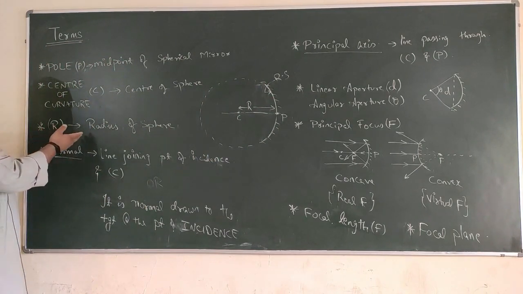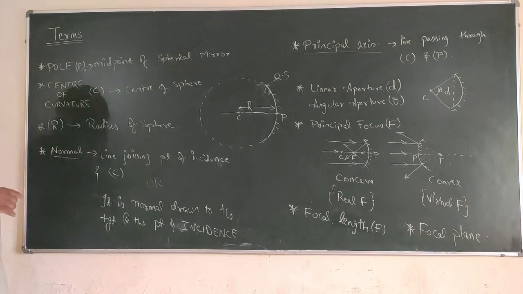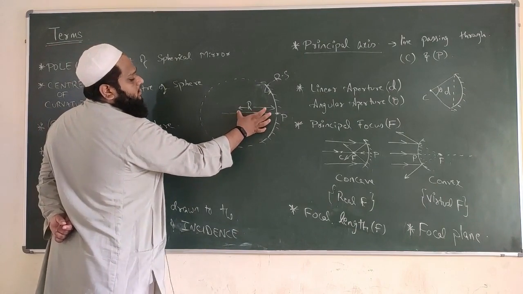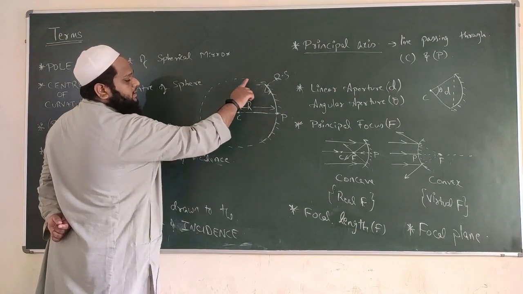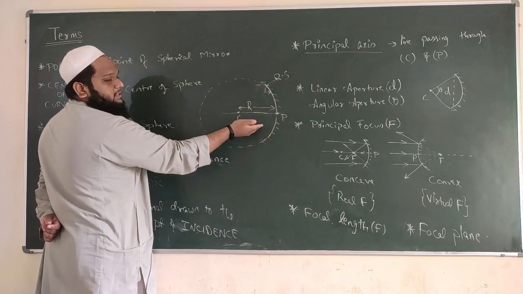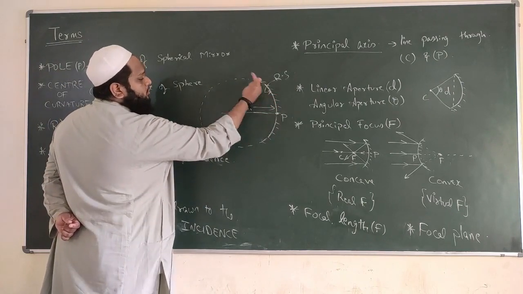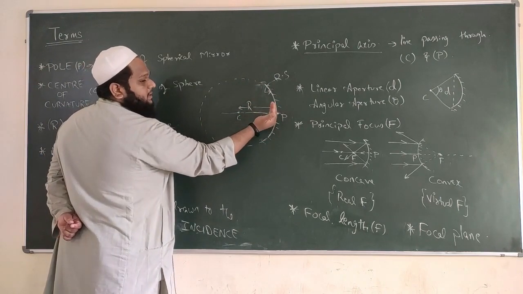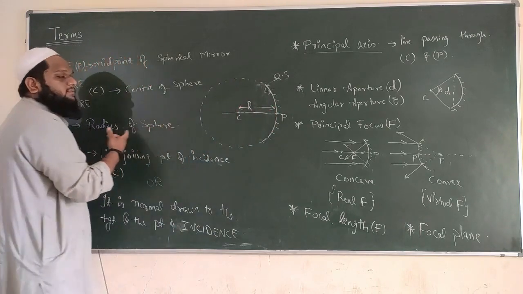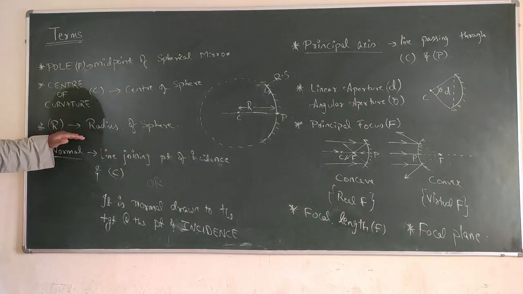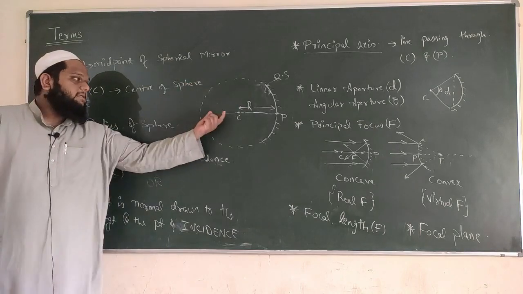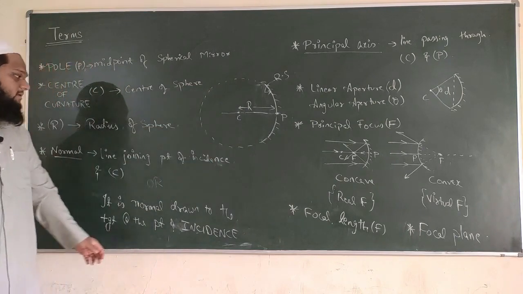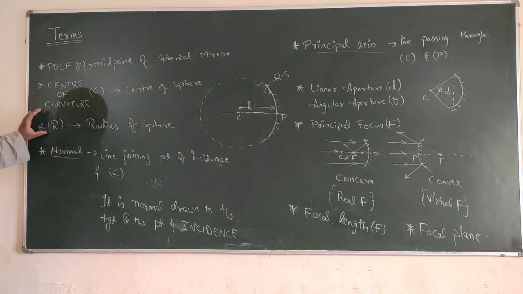Coming to the next one, radius of sphere or radius of curvature. The radius of curvature is written in a similar way. I think you already know it. It is the radius of the sphere of which the spherical mirror is a part. You can see the spherical mirror is a part of this whole sphere. The radius of the sphere in which the mirror fits is the radius of curvature. So radius of curvature is nothing but the radius of the sphere of which the spherical mirror is a part. I hope these definitions are clear. Let us move on to the next one.